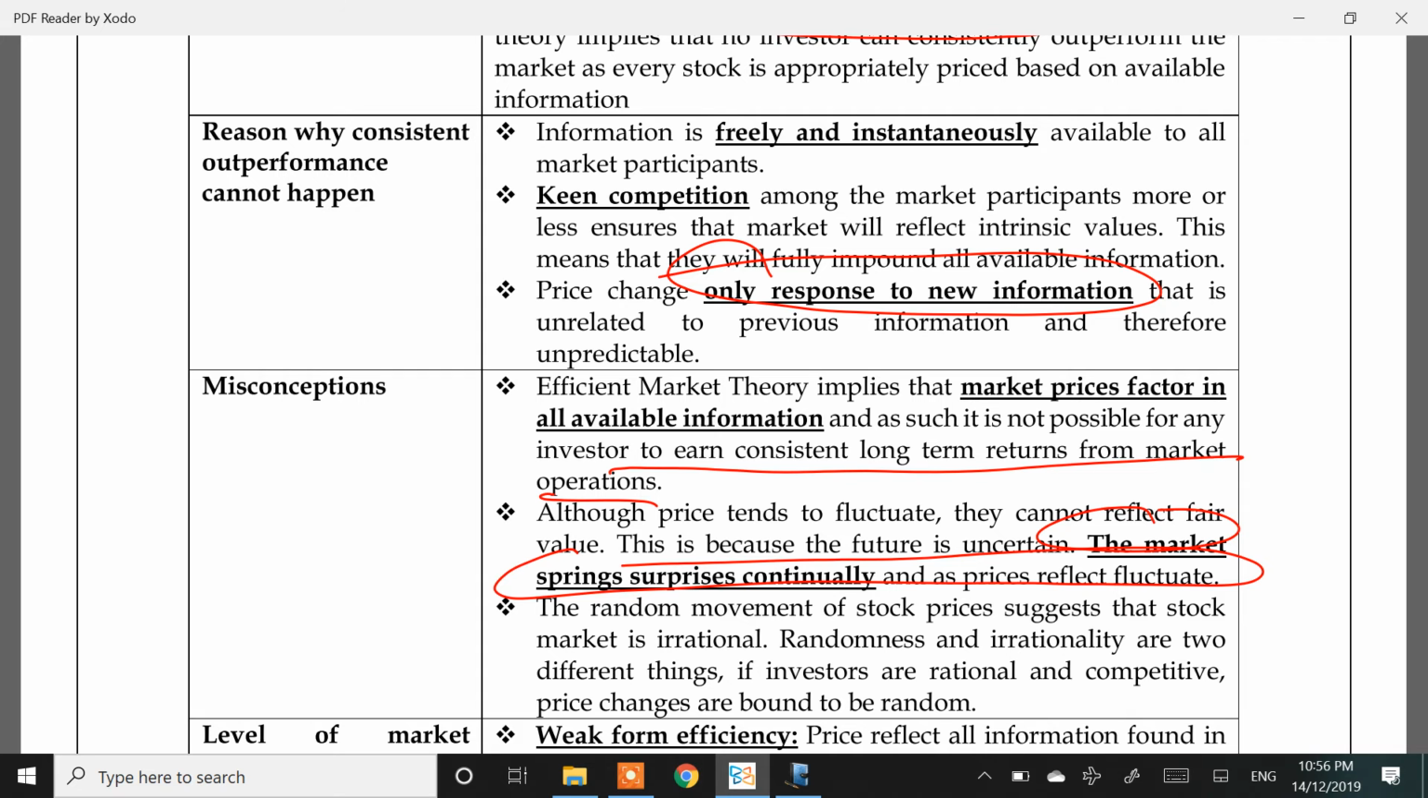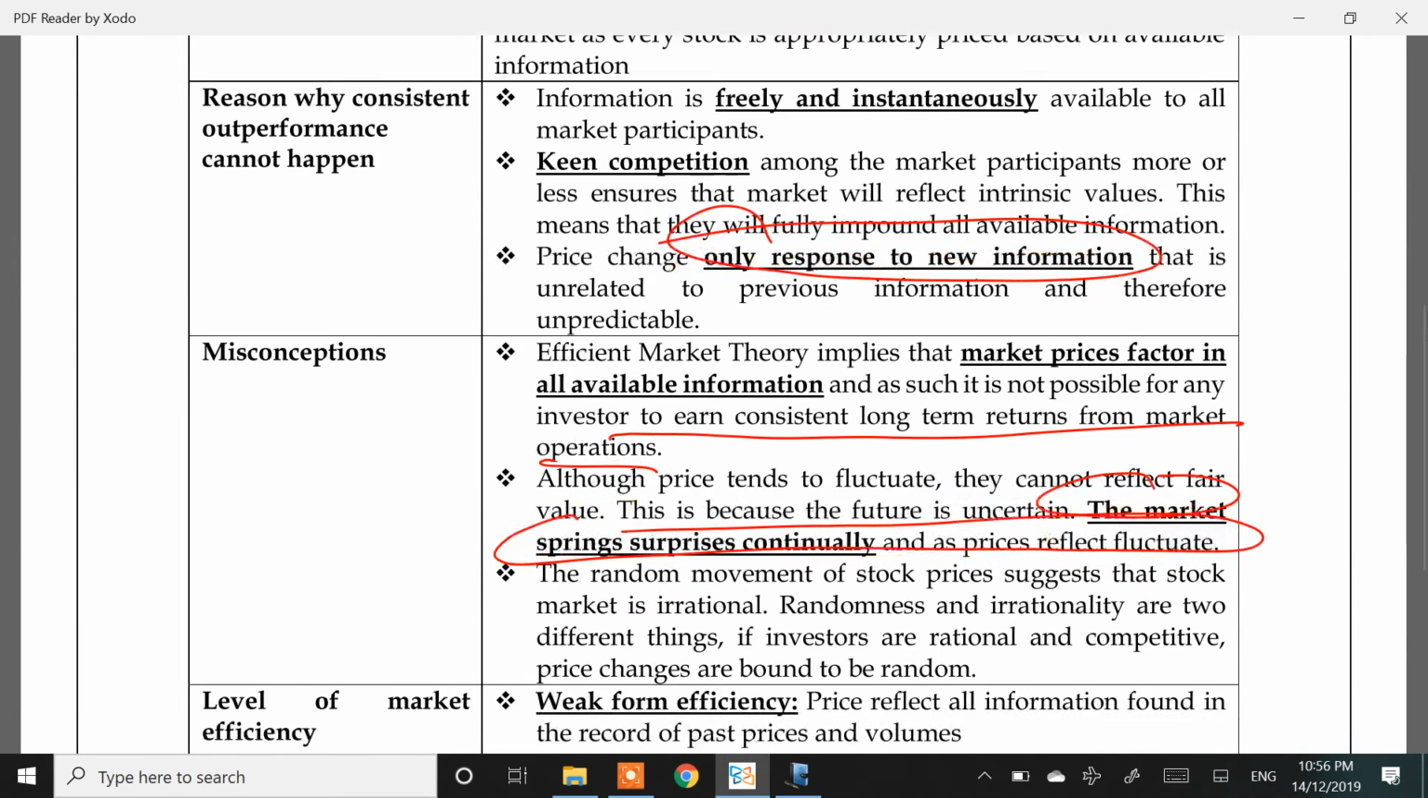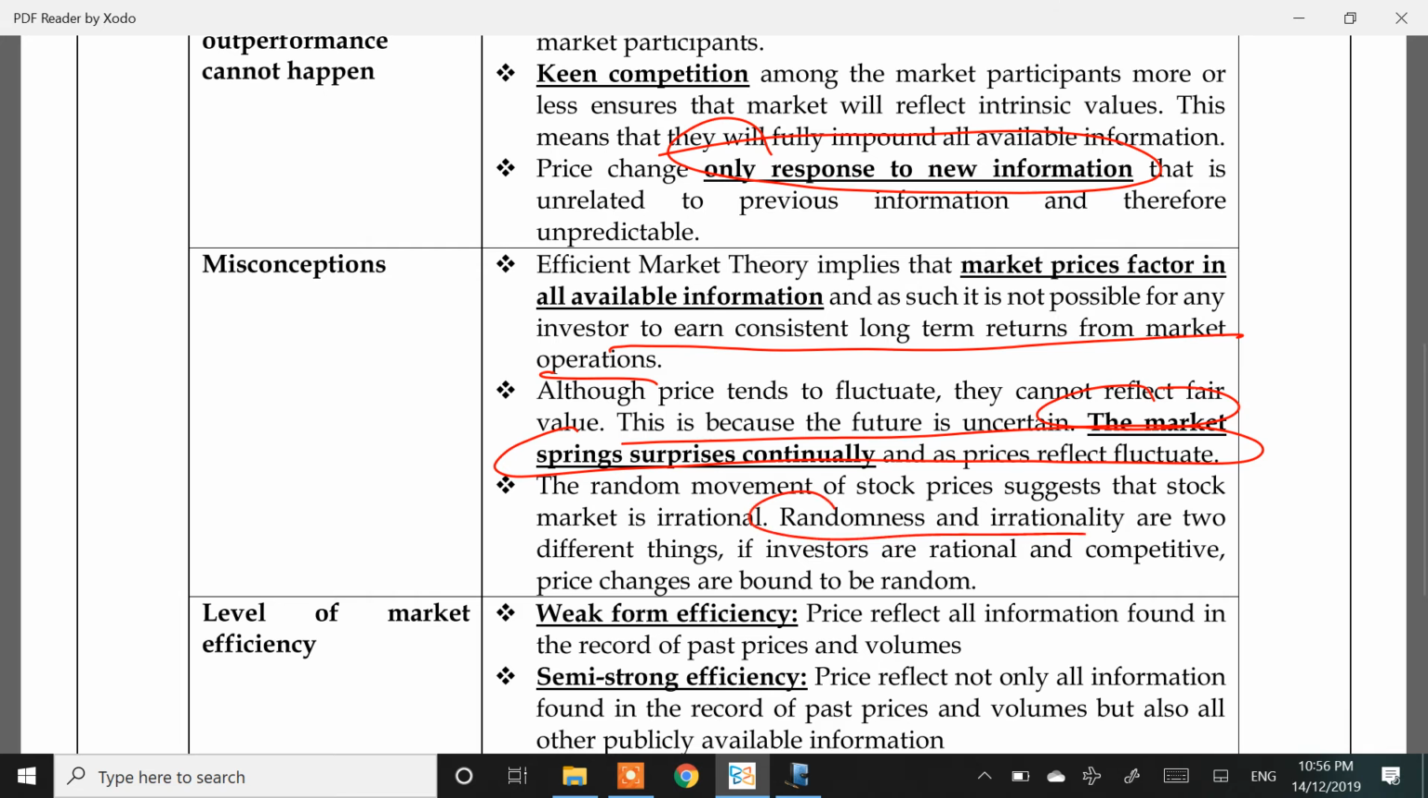If there is a rational set of investors in the market, then prices will always move in one direction and everyone would be wanting to buy the security or sell the security. Everybody would want to buy. But in the stock market, trading happens when one person wants to buy the security, another person wants to sell the security, and some of the purchases can be irrational. So randomness and irrationality: if investors are rational and competitive, price changes are bound to be random.